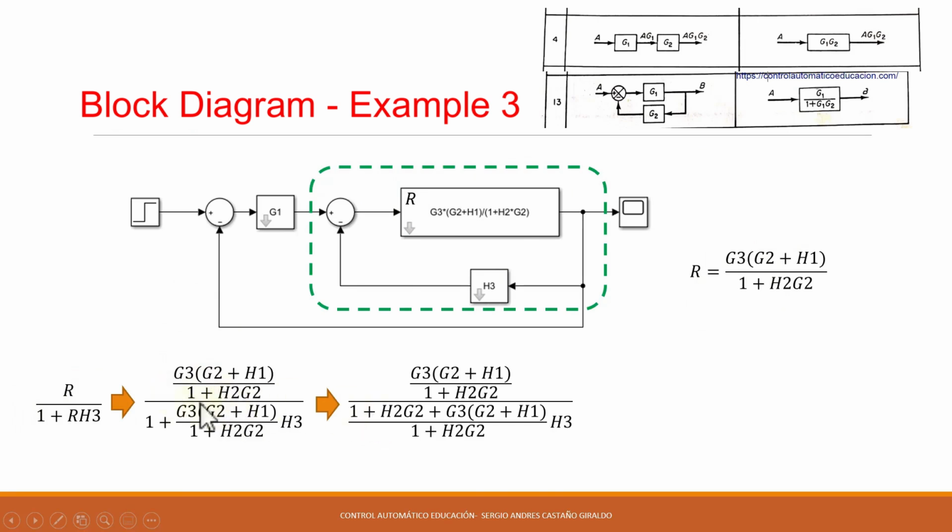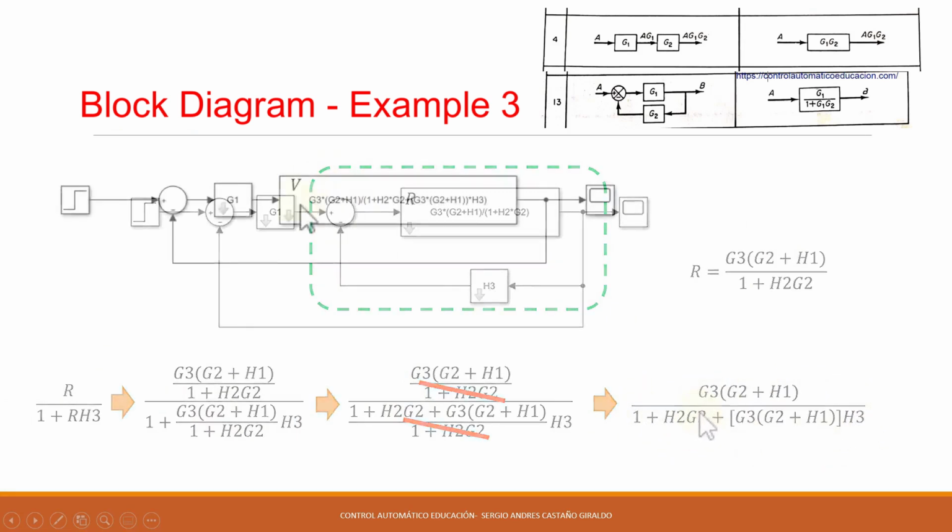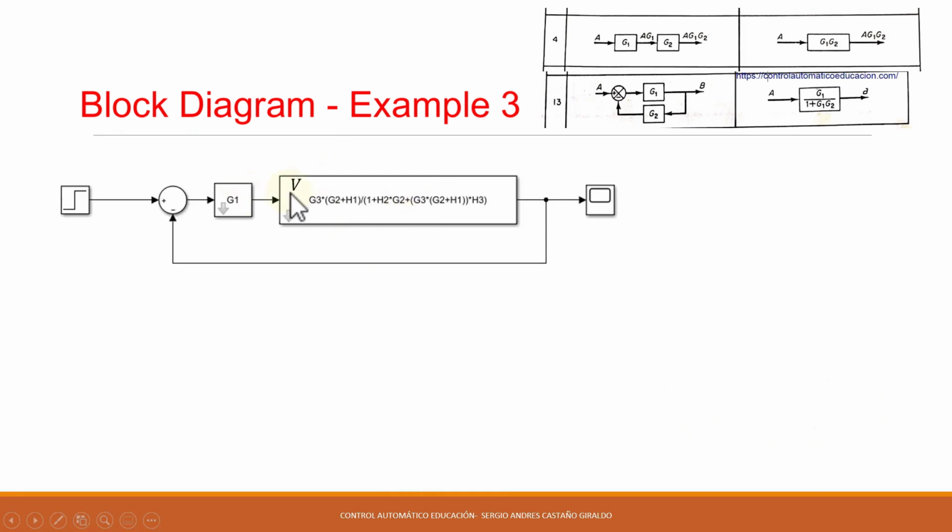If we proceed and apply algebra here, we simply keep reducing the denominator, cancel these two denominators, and we'll arrive at this expression. So, the entire reduction of this green box would be simplified to a single block, which would be this operation, mathematically. So here we have the reduction of that block, which we'll call V again.